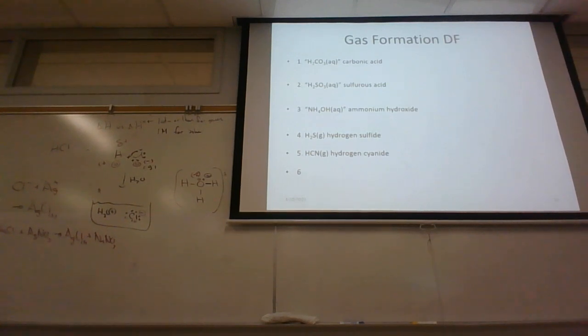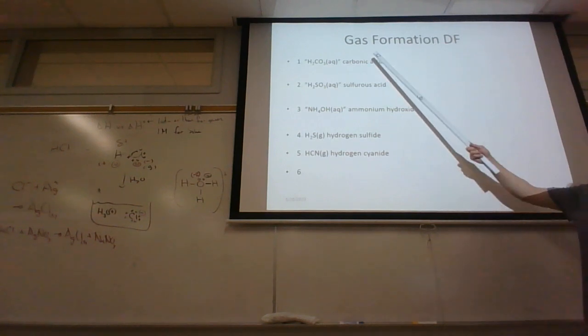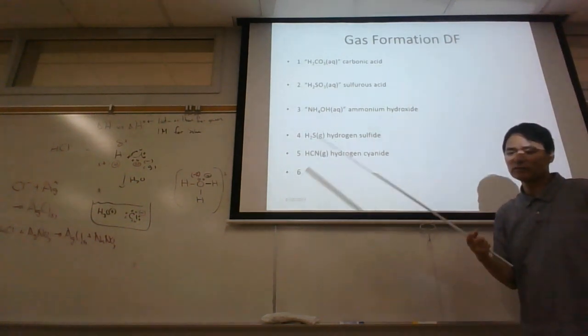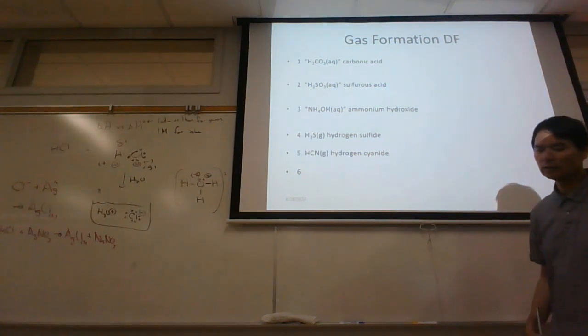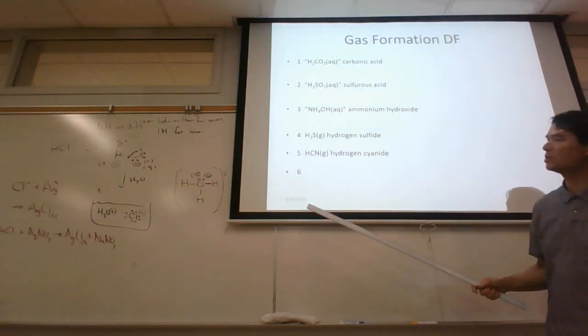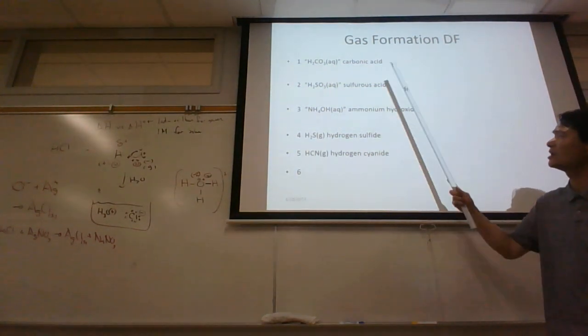All right, what if we aren't going from stronger acid to weaker acid? What else do we look for? We look for gas formation. All we need is one driving force. We don't need all 3. The 3 driving forces are precipitation, stronger acid to weaker acid, or gas formation.